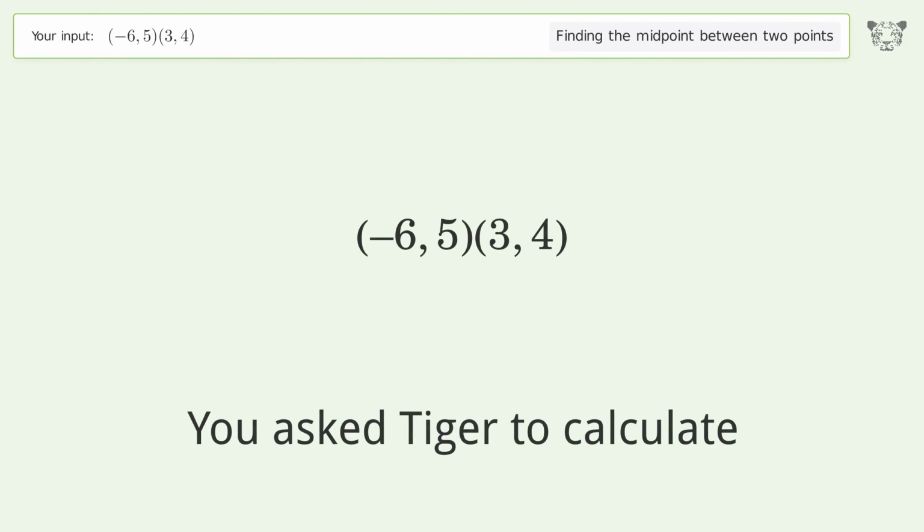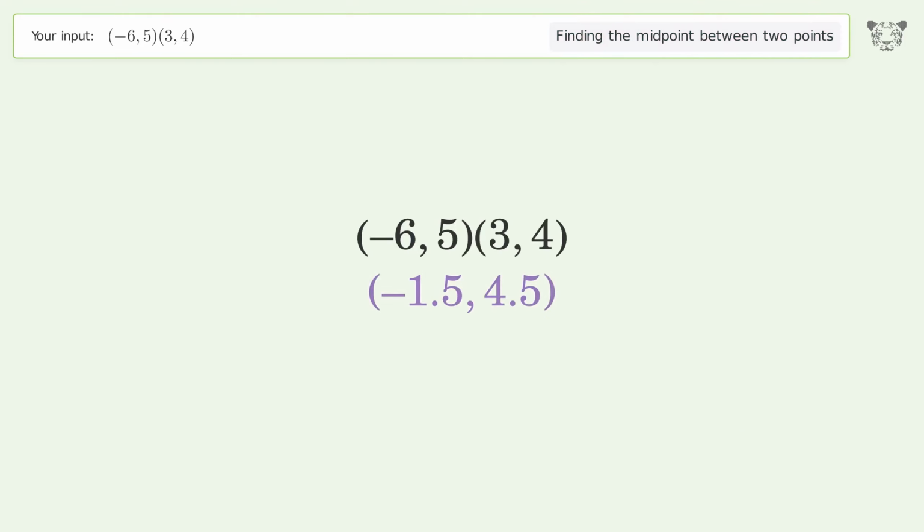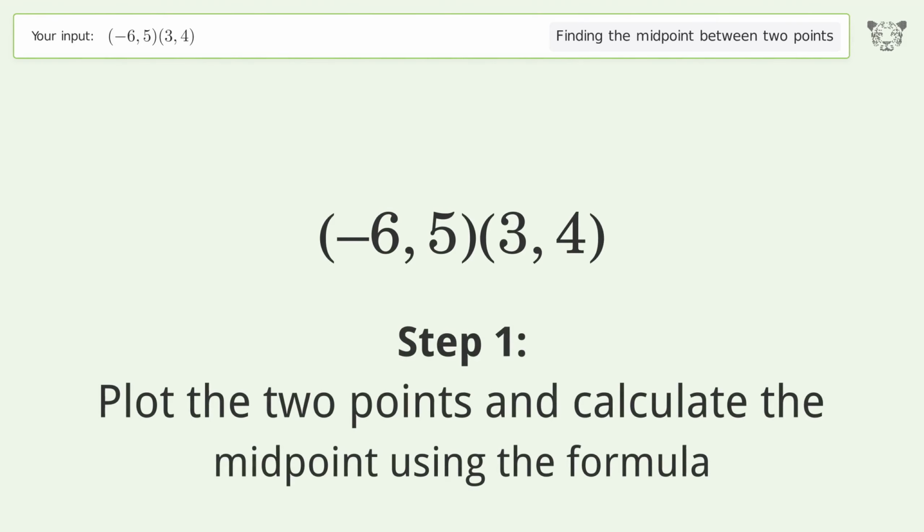You ask Tiger to calculate. This deals with finding the midpoint between 2 points. The midpoint between the 2 points is -1.5, 4.5. Let's solve it step by step. Plot the 2 points and calculate the midpoint using the formula.